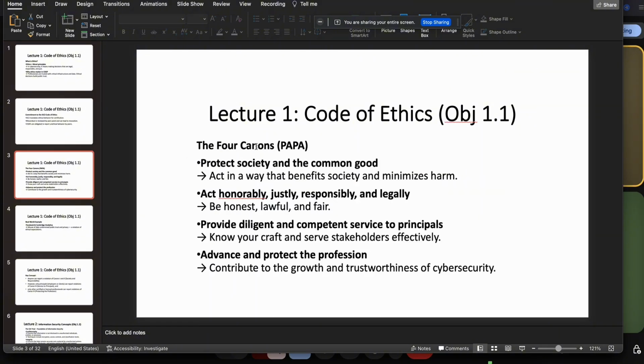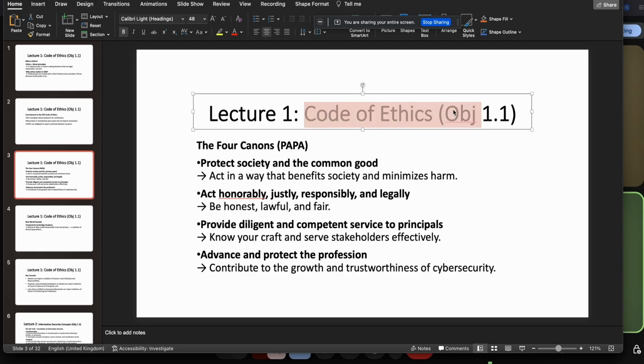Okay. For the purpose of today's class, just understand the ISC2's code of ethics. This code of ethics is written on their website. It is 100% written on their website, and it is also 100% sure you will get one or two questions from this slide.